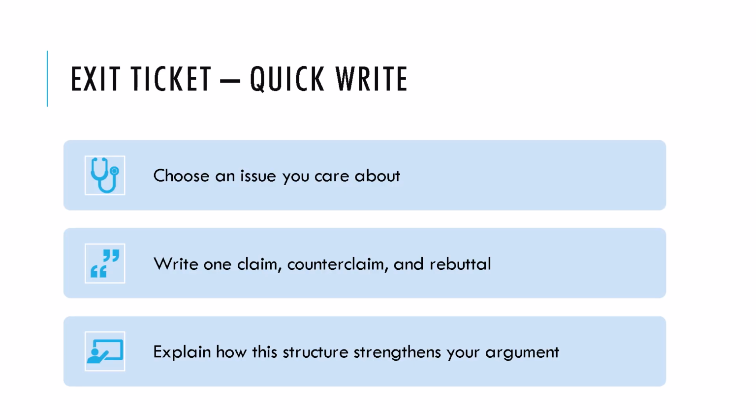So before we wrap up, let's practice. Let's choose an issue that you care about. Maybe school start times, curfews, or maybe it's social media use. I want you to write one claim, one counterclaim, and one rebuttal. Then explain briefly how including a counterclaim and a rebuttal made your argument stronger. You're going to notice that when you can anticipate the other side and still defend your stance, your writing gains confidence and credibility.